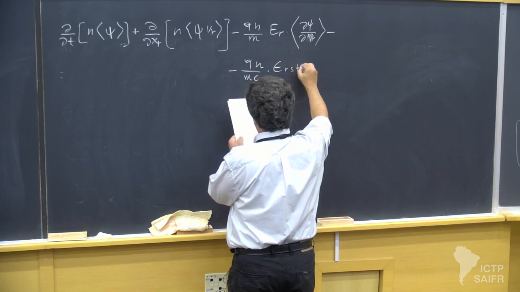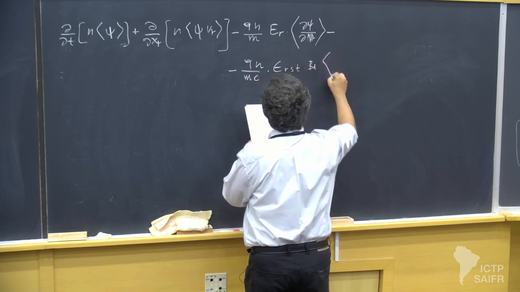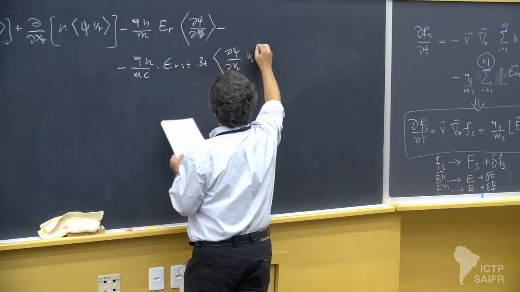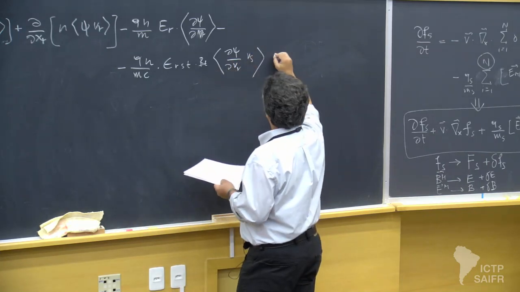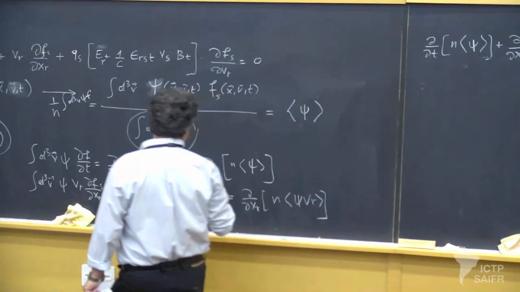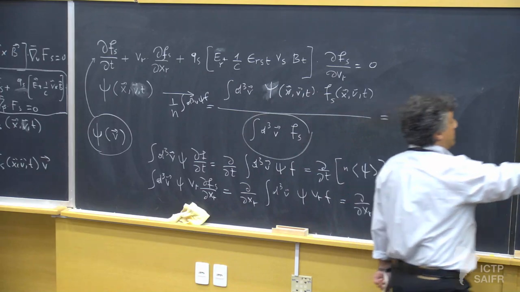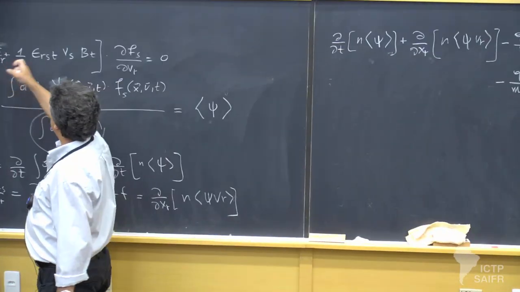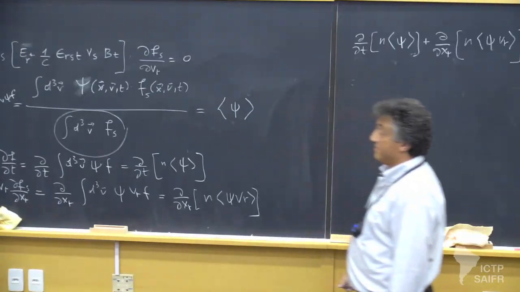Epsilon RST BT mean value of d psi in dVr times Vs. So this thing here is this first term. This comes from the second term, and the other two come from the ER and epsilon RS terms. Okay?